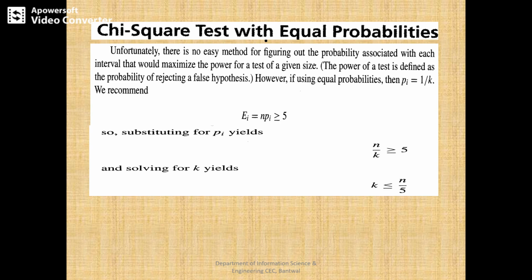However, if using equal probability, then Pi equal to 1 by k is recommended. Then the expected frequency Ei, equal to n times Pi, should be greater than or equal to 5. Substituting for Pi yields n by k greater than or equal to 5, and solving for k yields k less than or equal to n by 5. That is what we need to calculate.